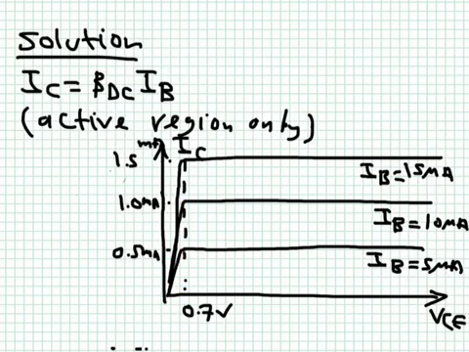The same thing is happening here. 15 microampere will give you 1.5 milliampere here. And once you reach 0.7, you get a linear line in this case, which shows that the transistor really is in the saturation region. So this is the active region, this is the saturation region. Of course, if IB is equal to 0, the collector current will be equal to 0, given by this line here.